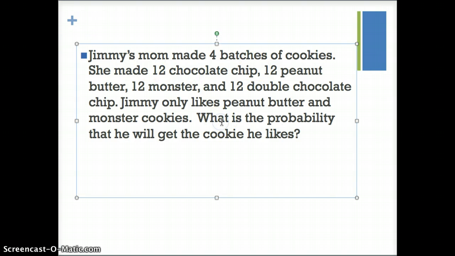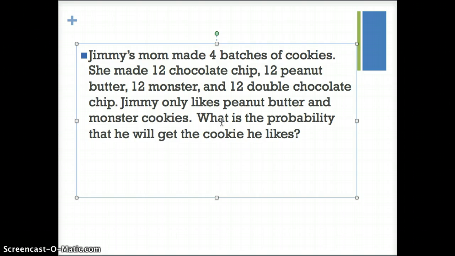One quick example problem we're going to do. Jimmy's mom made 4 batches of cookies. She made 12 chocolate chip, 12 peanut butter, 12 Monster, and 12 double chocolate chip. But Jimmy only likes peanut butter and Monster cookies. So what is the probability that he will get the cookie he likes?